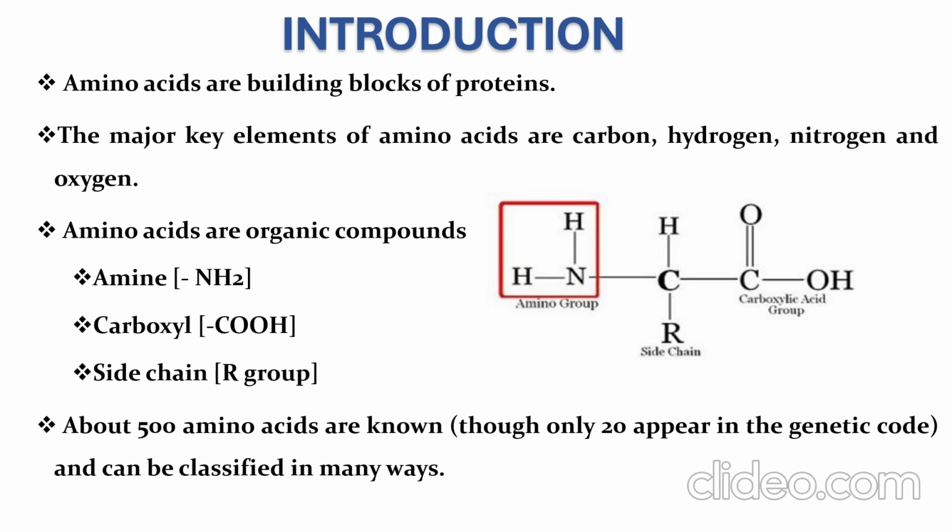The major key elements of amino acids are carbon, hydrogen, nitrogen and oxygen. Each amino acid is a nitrogenous compound having both an acidic carboxyl group, a basic amino group and a side chain representing R. R stands for the side chain that is different for each amino acid. R can be as simple as a hydrogen atom or a methyl group or a more complex structure.